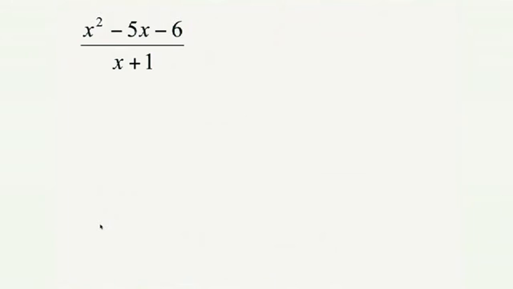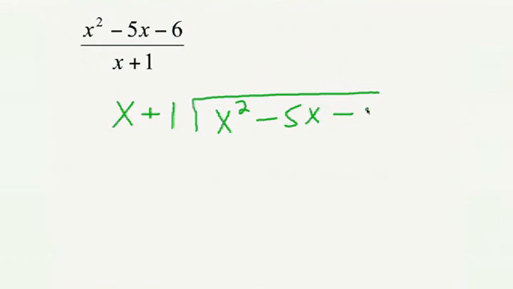All right, so let's look at this problem here. This is x plus 1 divided into x squared minus 5x minus 6. So I'm going to write this the same way I would write a long division problem with numbers. The bottom, x plus 1 divided into x squared minus 5x minus 6. Now just look at the first term here and the first term here. The question you ask yourself is, what would I have to multiply x by to get x squared? Hopefully you know the answer to that is x.